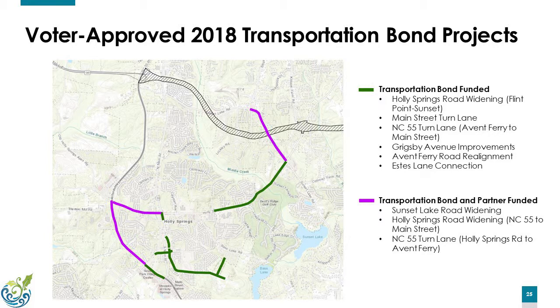There are also 3 other projects that we would envision partnering with other entities, primarily North Carolina Department of Transportation. And these road investments would include Sunset Lake Road widening, Holly Springs Road widening from NC 55 to Main Street, and NC 55 turn lane at Holly Springs Road to Avent Ferry. So these would be the capital projects that are proposed to be funded with the proposed property tax rate recommendation.